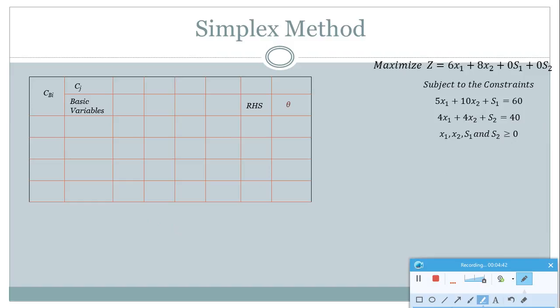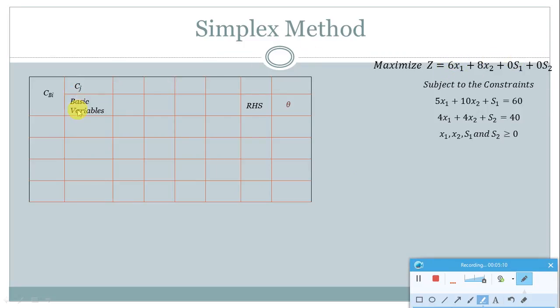Once the initial basic feasible solution is obtained, all the data is represented in the table. That table is known as simplex table. So this is the simplex table. In this table, Cj represents coefficients of the variables in the objective functions.